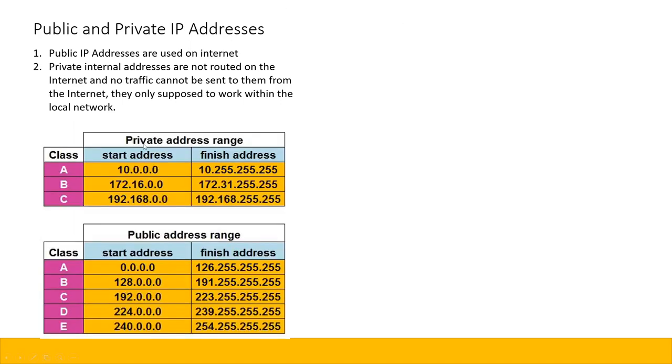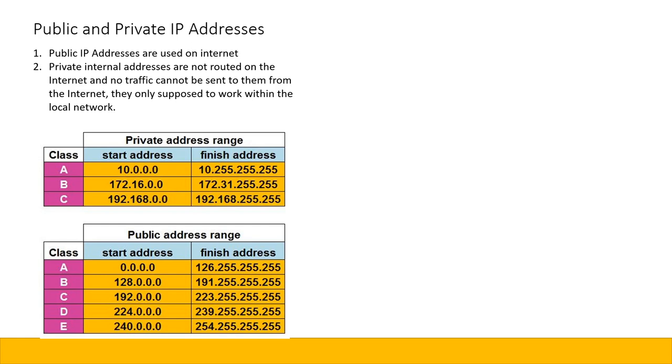Okay, so now this first table shows the private IP address ranges. For class A, B and C, there are different IP address ranges reserved. For example, for class A, all the addresses between 10.0.0.0 to 10.255.255.255 are reserved. Then 172.16.0.0 to this value for class B, and 192.168.0.0 for class C. These ranges are defined for class A, B and C private IP addresses.